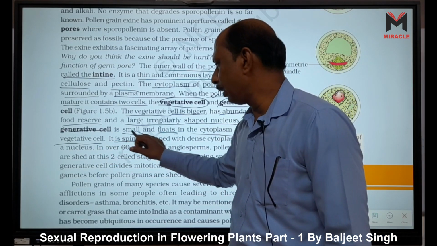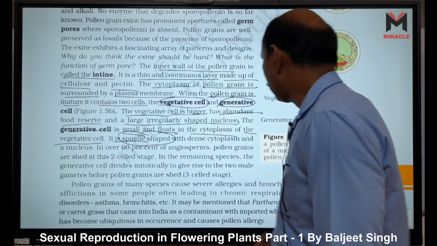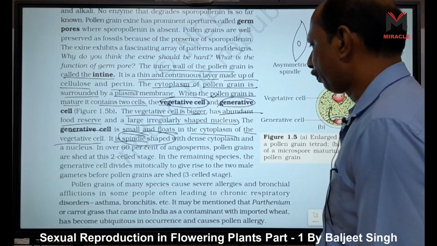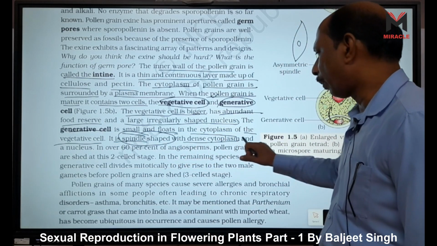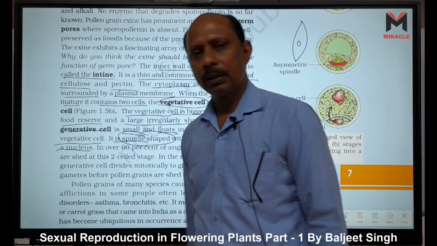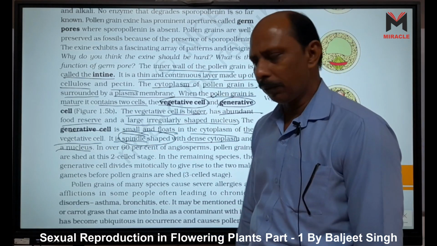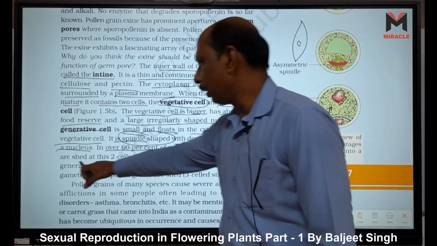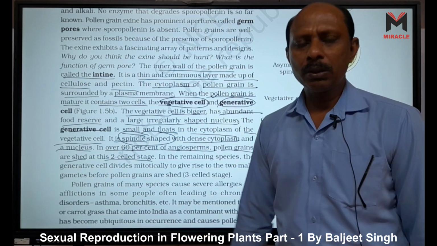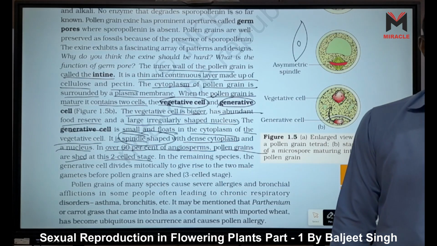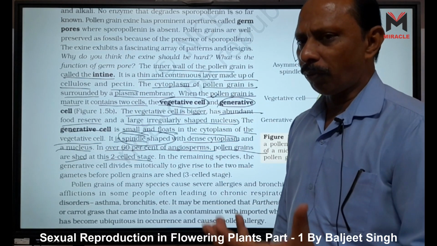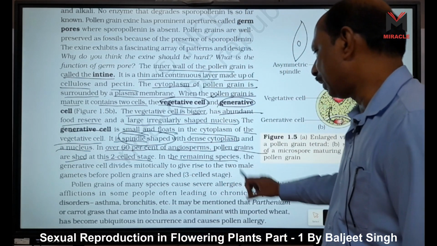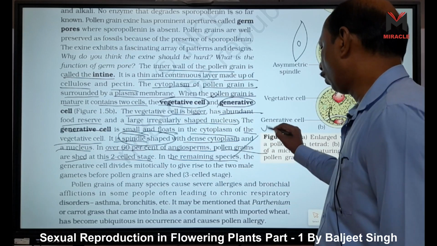It is spindle shaped. Spindle shape means this shape, a cell with dense cytoplasm and a nucleus. At first it has a single nucleus. Over 60% of angiosperm pollen grains are shed at this two-celled stage. That's why they are called mature pollen grains, because maturity means when they are shed, when they become free, right?